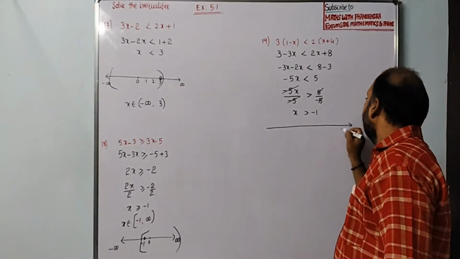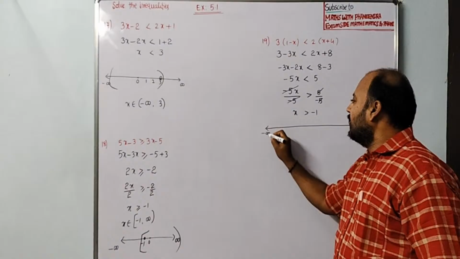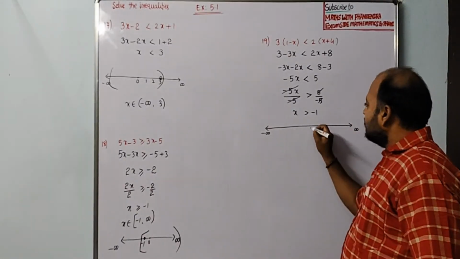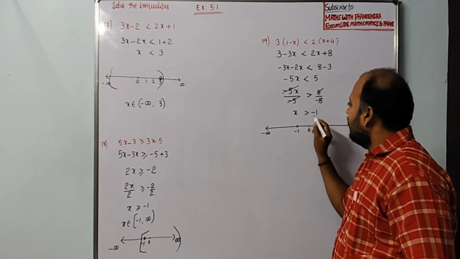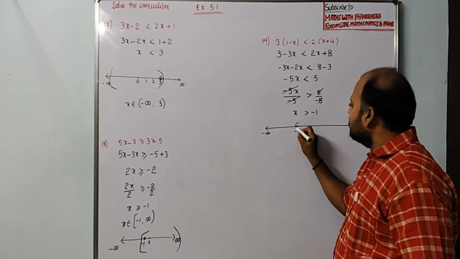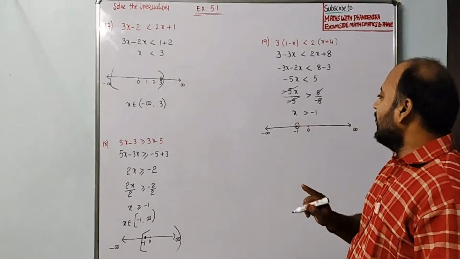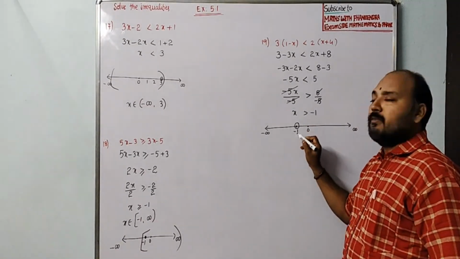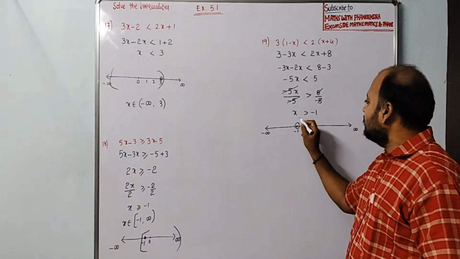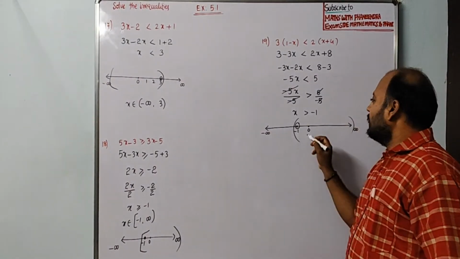It will be represented on the number line. Here 0 it is, minus 1 will be here. X is greater than minus 1 means it is a restricted one. X cannot take minus 1. So x is greater than minus 1 means from here to here. This is the solution set.